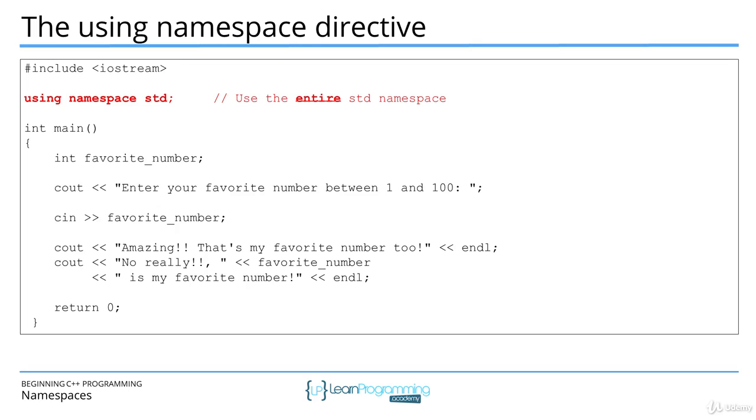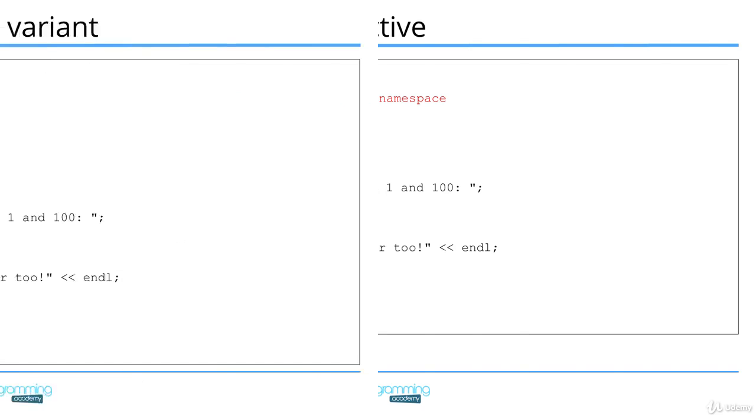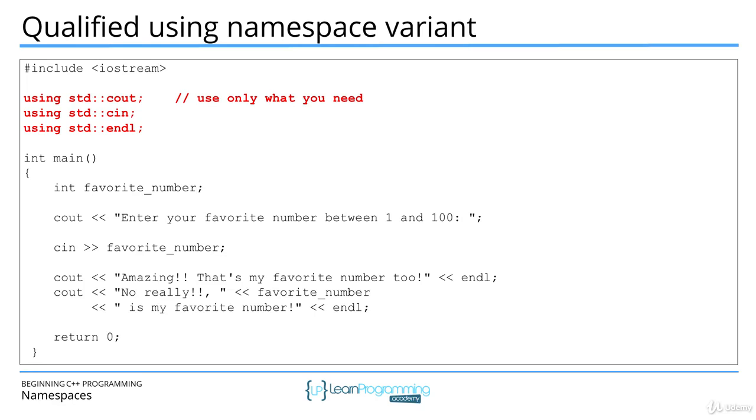C++ provides another variant of the using namespace directive. Let's take a look at that. In this case, we have a qualified using variant in which we tell the compiler exactly the names I want to use from a specific namespace.